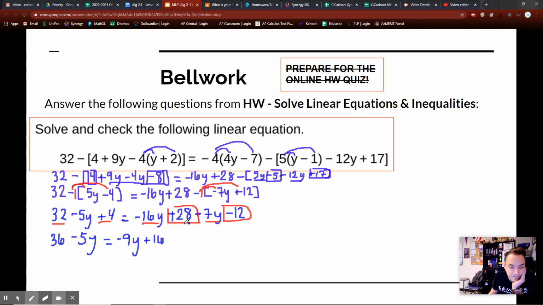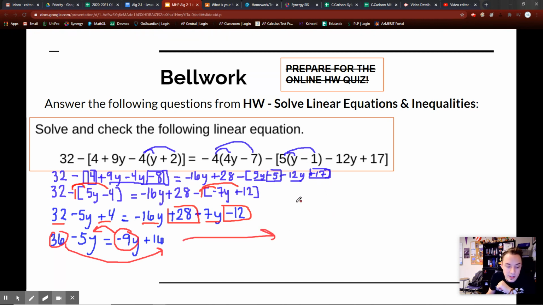Should be 16. Good. All right, now I can start combining other stuff. I want to transfer this over to the other side. It doesn't matter what side you transfer it to. I'm just transferring over to that side. I'm going to transfer that over to here. So I'm going to finish my stuff up here in red.